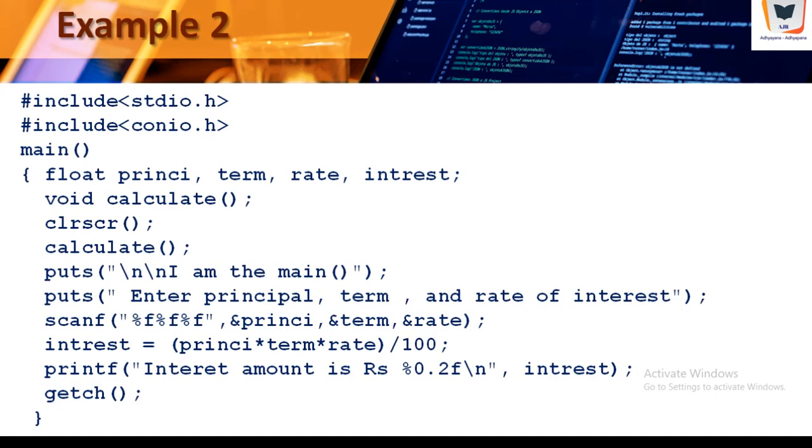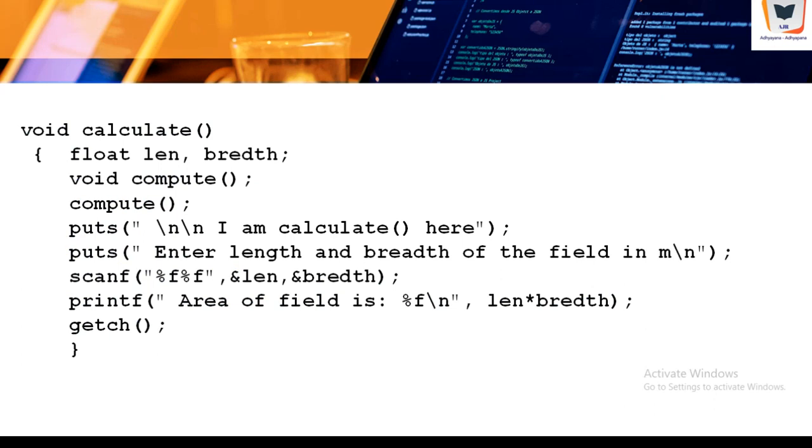It is calculating simple interest, and this function which is being called by the main function is doing something else, because that may be the demand in the program. Float length and breadth, void compute. This is the prototype. Compute, here is a calling for the function. So the calculate function will call another function called compute.